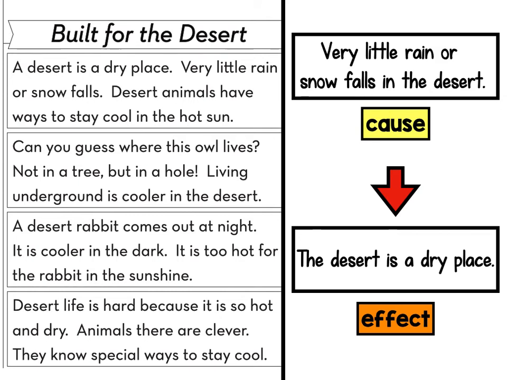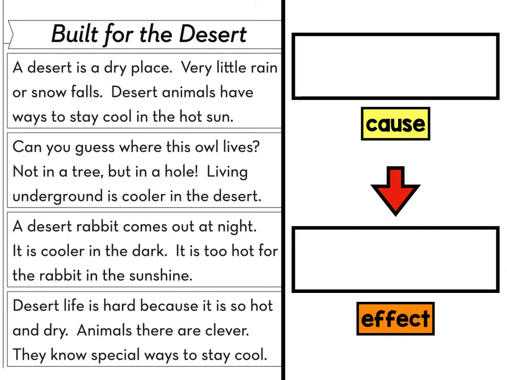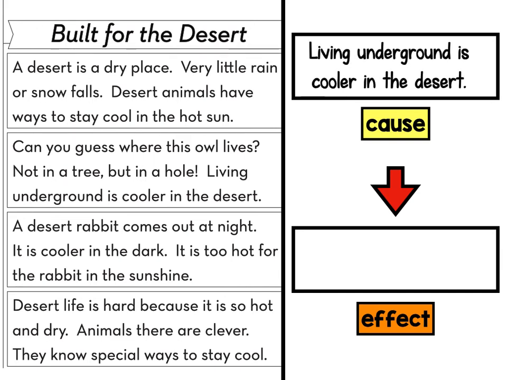Let's look at the second paragraph. Can you guess where this owl lives? Not in a tree, but in a hole. Living underground is cooler in the desert. Why does the owl live in a hole? There must be a reason. I see. Because living underground is cooler in the desert, the owl lives in a hole. If living in a tree was cooler in the desert, then the owl would live in a tree. But the cause of why the owl lives in a hole is that it's cooler for him to live there.